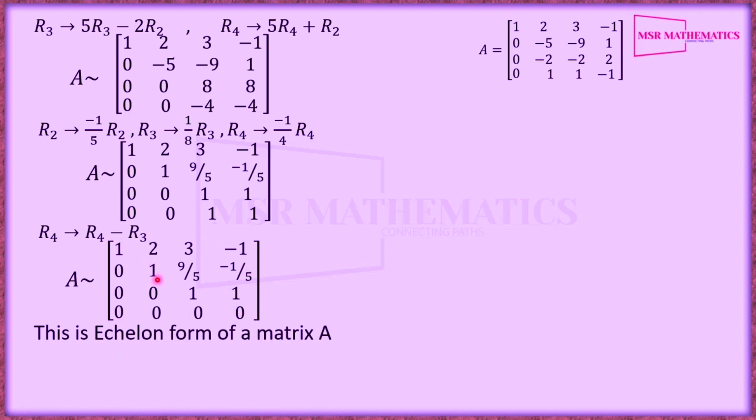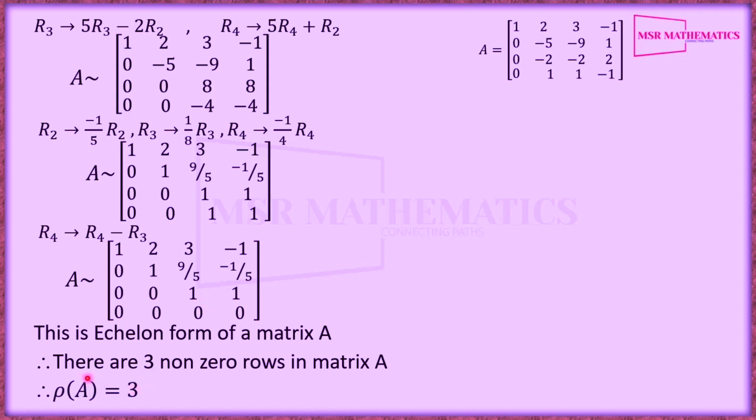Finally, the number of non-zero rows is nothing but the rank of a matrix. Here we have 3 non-zero rows. Here this is also non-zero row, this is also non-zero row, this is also non-zero row. Therefore, we can conclude that rank of a matrix, that is rho of A, is 3. This is the problem related to rank of a matrix.